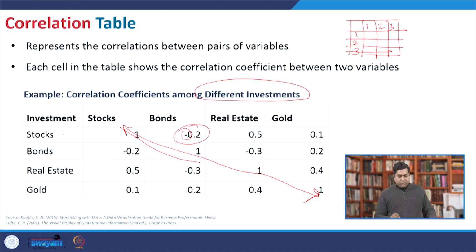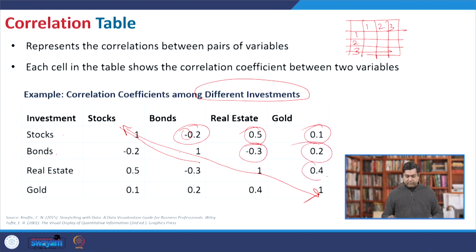Then you have stock and real estate, where you have some sort of positive correlation, and stock and gold is positive, but with a very low value. The correlation normally can have a value from 0 to 1, and it can be either positive or negative. Similarly, bonds to bonds is 1, because it is the same kind of investment.